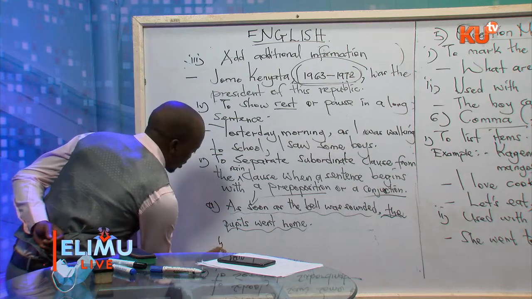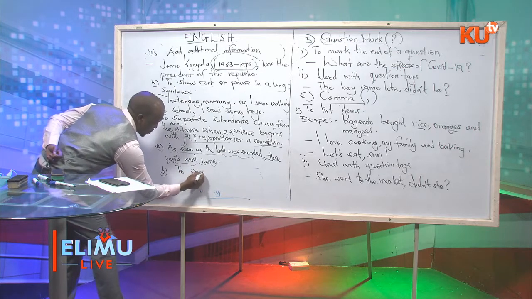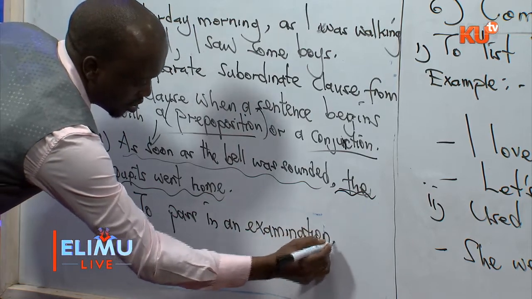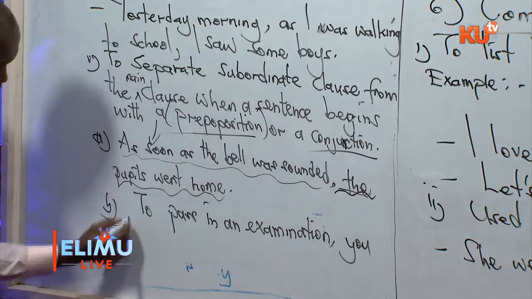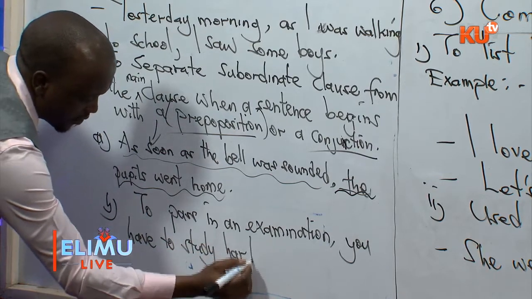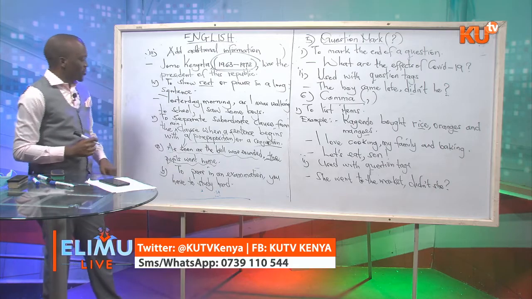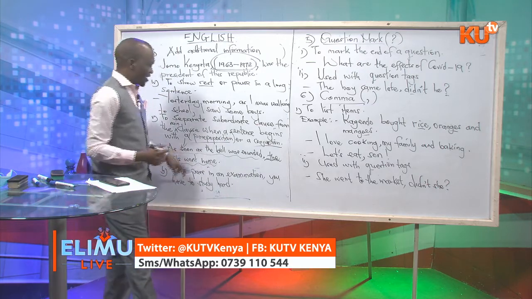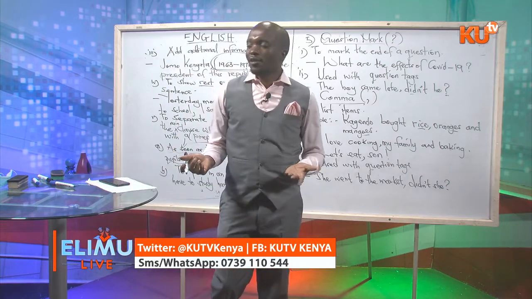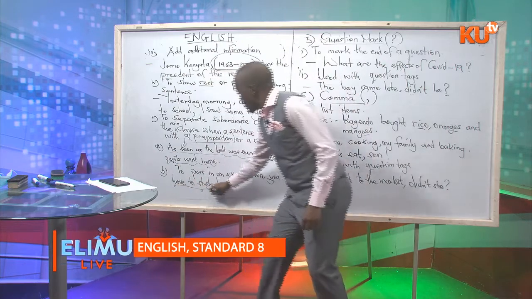Let us look at one with a preposition. To pass in an examination, you have to study hard. To pass in an examination, this one is what we call a preposition. To. These are sentences that have begun with a preposition. To pass in an examination, the next question will be, so what? You have to study hard. So the main clause here, the main sentence here, is you have to study hard.